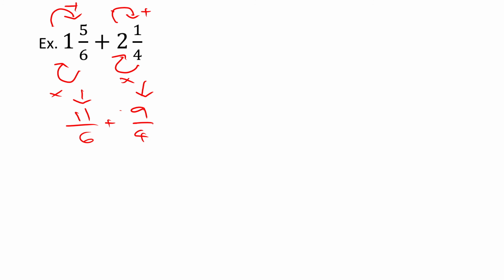So now we have 11 over 6 plus 9 over 4. So what's the LCD? Now we can find the LCD. Now we go on to step 1 of adding and subtracting unlike fractions. So the LCD is 12.